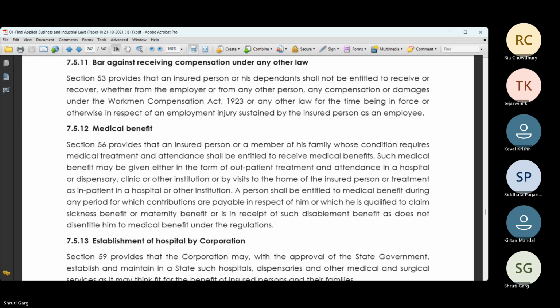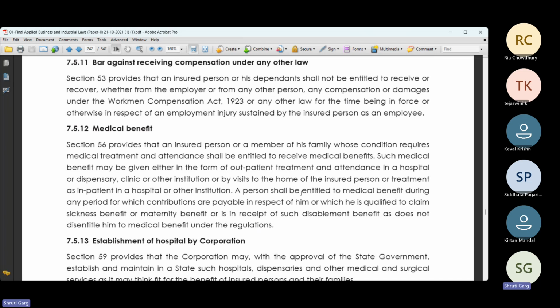Medical benefit. Section 56 provides that an insured person, or a member of his family whose condition requires medical treatment or attendance, shall be entitled to receive medical benefits. Such medical benefits may be given either in the form of outpatient treatment or attendance. Attendance means visits to a hospital, dispensary, clinic or other institution, or visits to the home of the insured person, or treatment as an in-patient in a hospital or other institution.